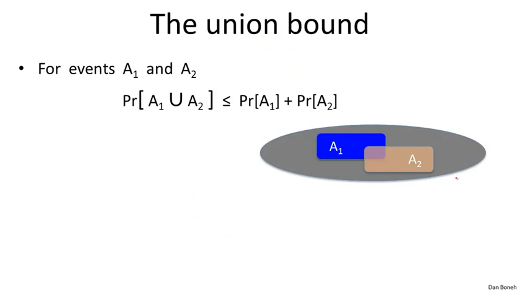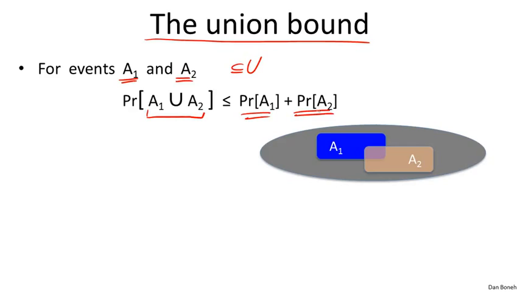So a very simple bound on the probability of events is called the union bound. So imagine we have 2 events, A1 and A2. So these are both subsets of some universe U. And we want to know what is the probability that either A1 occurs or A2 occurs. In other words, what is the probability of the union of these 2 events? This little U here denotes the union of the 2 sets. So the union bound tells us that the probability that either A1 occurs or A2 occurs is basically less than or equal to the sum of the 2 probabilities.